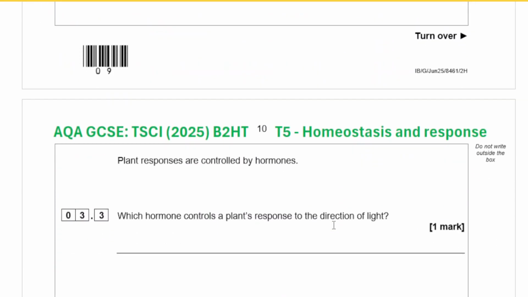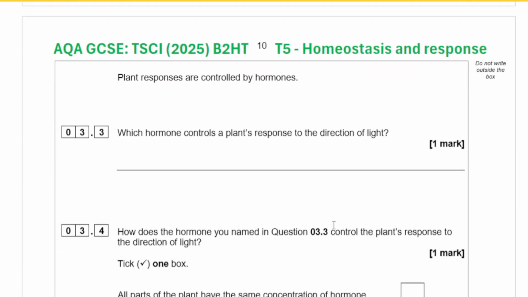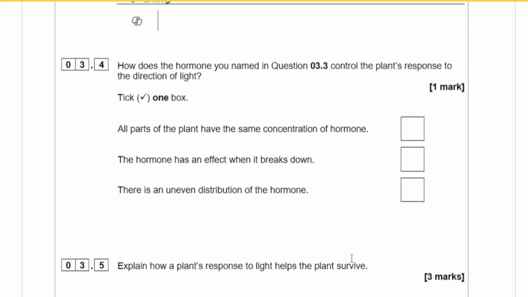Next question. Plant responses are controlled by hormones. Which hormone controls a plant's response to the direction of light? That would be auxins. Auxins. How does the hormone you named in question 3.3 control the plant's response to the direction of light?